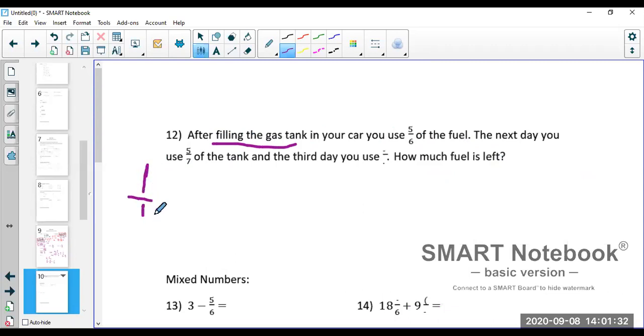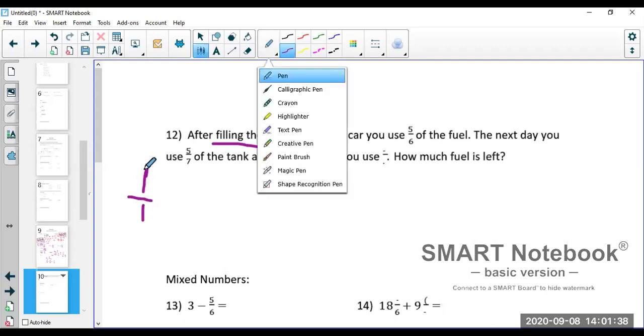Or 1/1. Okay, I'm going to erase that so it's not so big because I'm going to need some room obviously to write. Once it comes, oops, eraser pen, sorry.